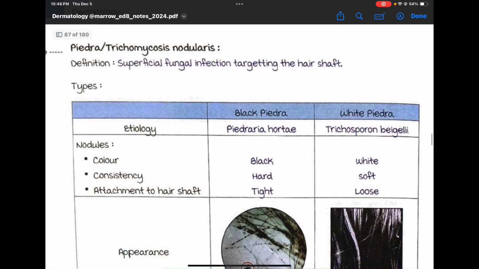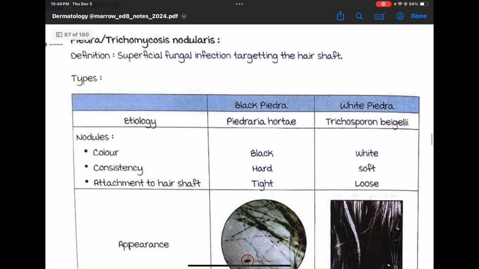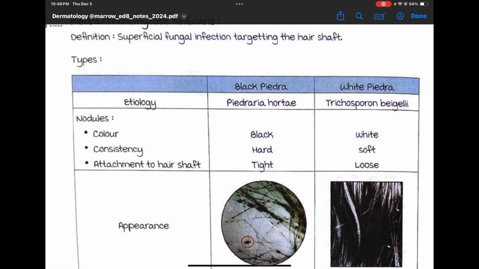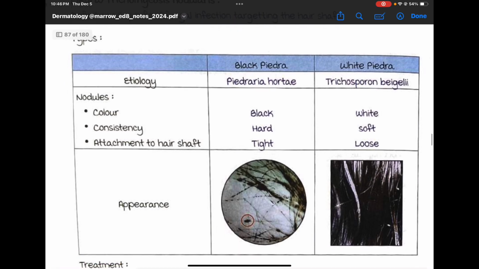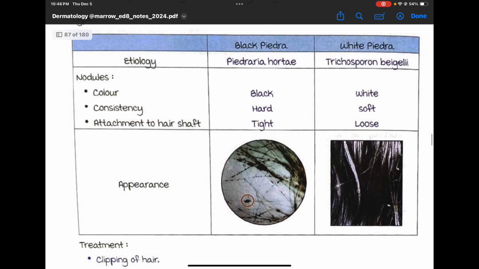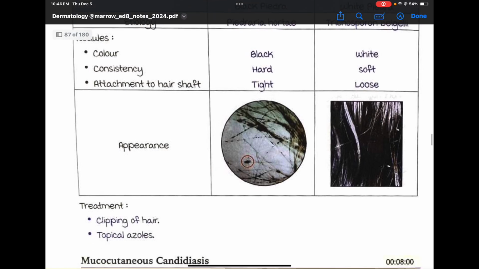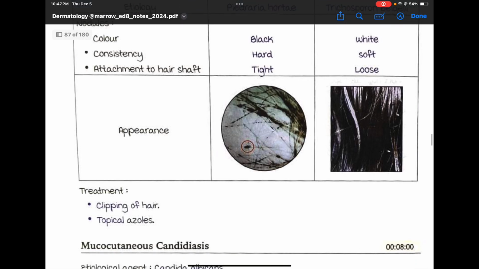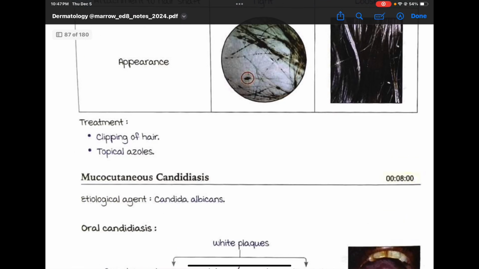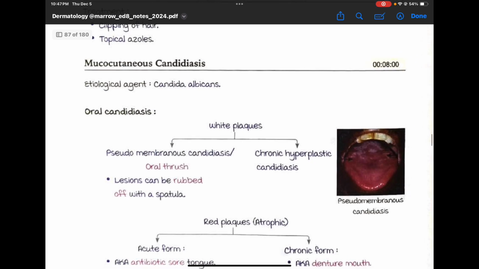Piedra. Definition: superficial fungal infections targeting the hair shaft. Types: black piedra, white piedra. Etiology: Piedraia hortae, Trichosporon beigelii. Nodules: black color, hard consistency, tight attachment to hair shaft, black piedra. White piedra, white color, soft consistency, loose attachment to hair shaft. Treatment: clipping of hair, topical azoles.